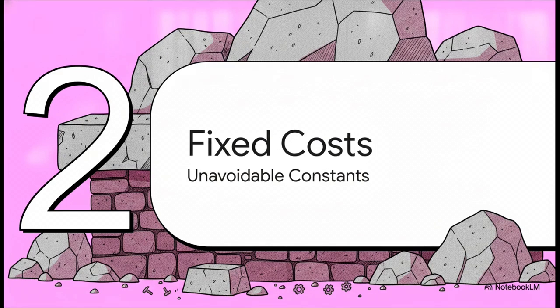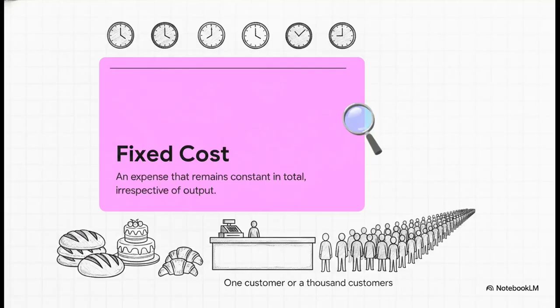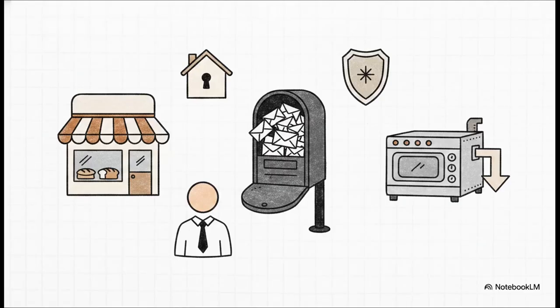Section 2. Fixed costs, unavoidable constants. Think of fixed costs as the heavy, immovable foundation of your expenses. The absolutely crucial point here is that they are entirely time-related. They remain totally constant, meaning they do not change whether our bakery serves one single customer today or 1,000. For our bakery, we're talking about those unavoidable baseline bills. You've got your monthly rent or mortgage for the storefront, insurance premiums, salaries for your permanent management staff, and the depreciation of those massive commercial ovens. Even if you don't bake a single loaf of bread, these bills are still showing up in the mail.